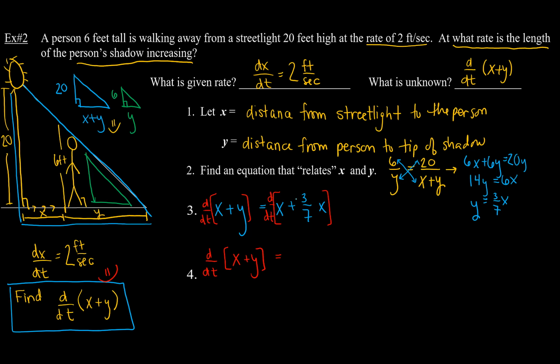Now notice, x plus 3/7 x, I could have added that together first, right? So I would have gotten 10/7 x. But even if I don't, if I just take the derivative of them individually, I'm going to end up with dx/dt plus, now remember this is a power of 1, multiplies down by the 3/7, so I get 3/7 dx/dt, which would give me 10/7 dx/dt.